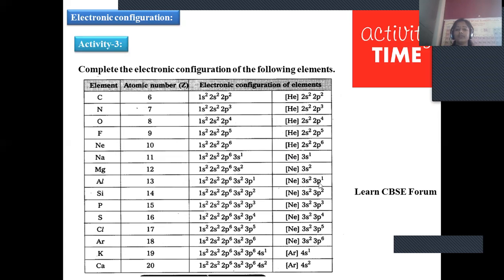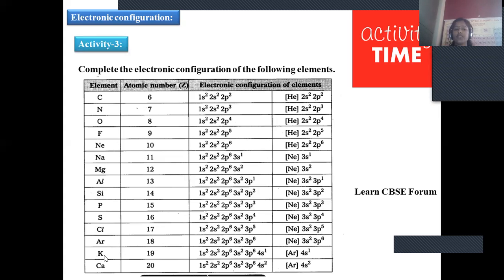Aluminium, 13, 3p1. Silicon, 14, 3p2. Phosphorus, 15, 3p3. Sulfur, 16, 3p4. Chlorine, 17, 3p5. Argon, again a noble gas because the p orbital maximum occupancy is 6, right? So here the electrons are completely filled again. 3s2 3p6 means a stable electronic configuration, a completely filled electronic configuration.